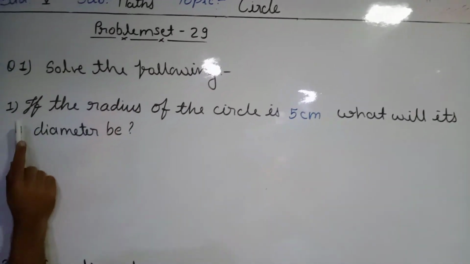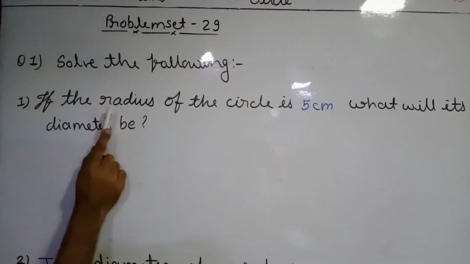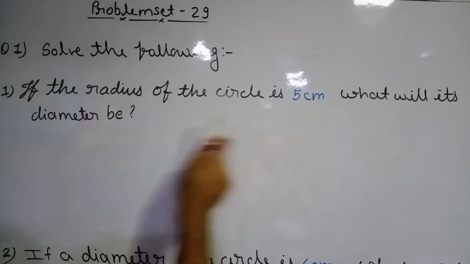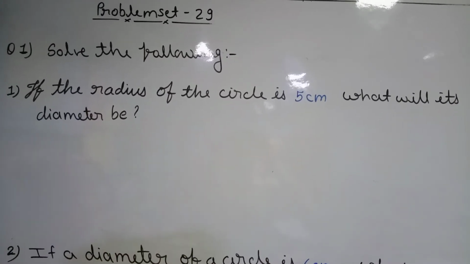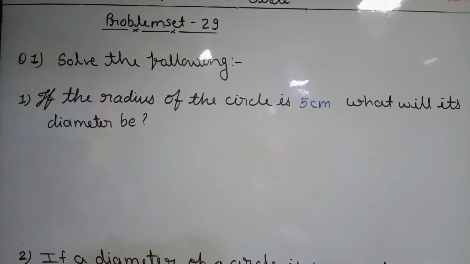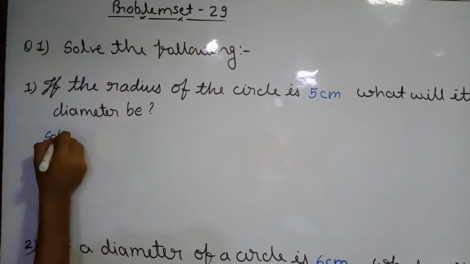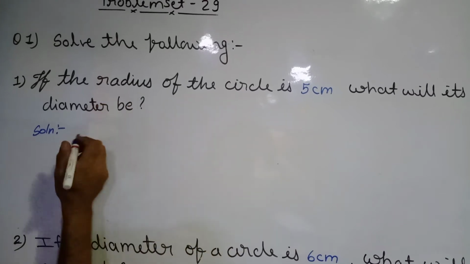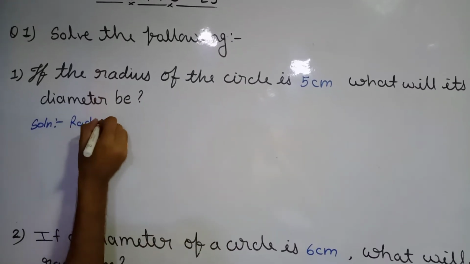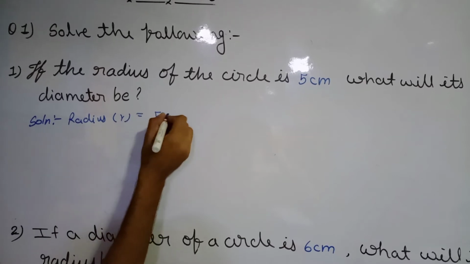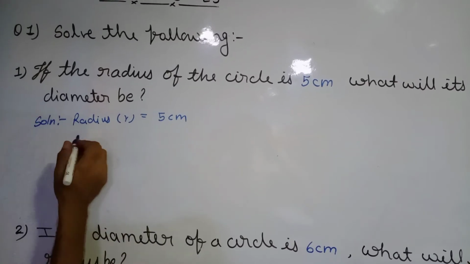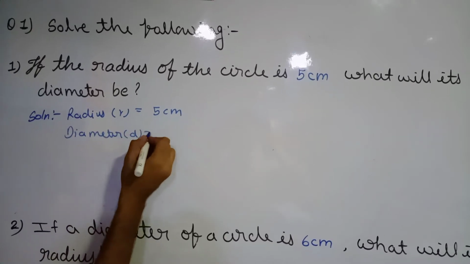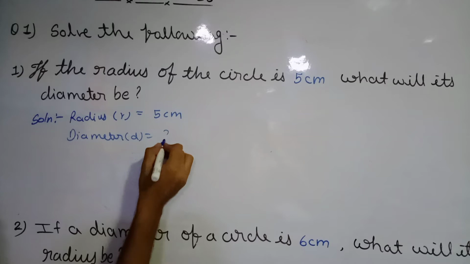Solve the following. Question number 1. If the radius of the circle is given 5 cm, what will its diameter be? So what we have in the sum, first always write down. So let's start. We have the 5 cm, that is the radius. So radius R is equal to 5 cm. What we want to find out is the diameter. Diameter, that is D, we want to find out, that is the question mark.